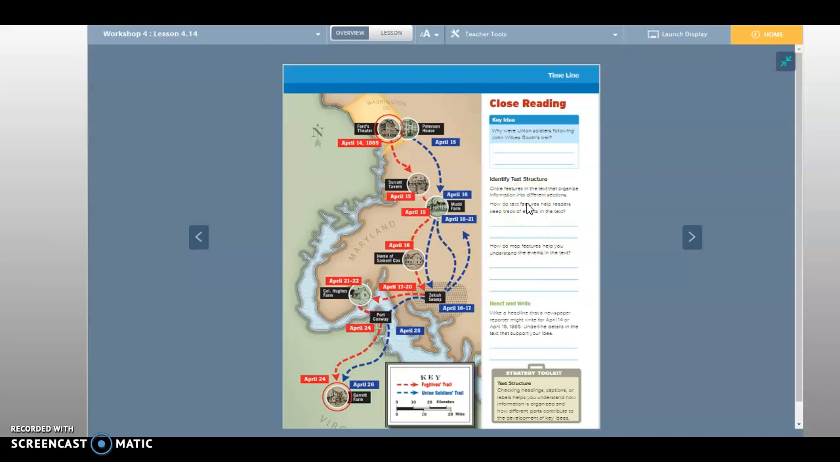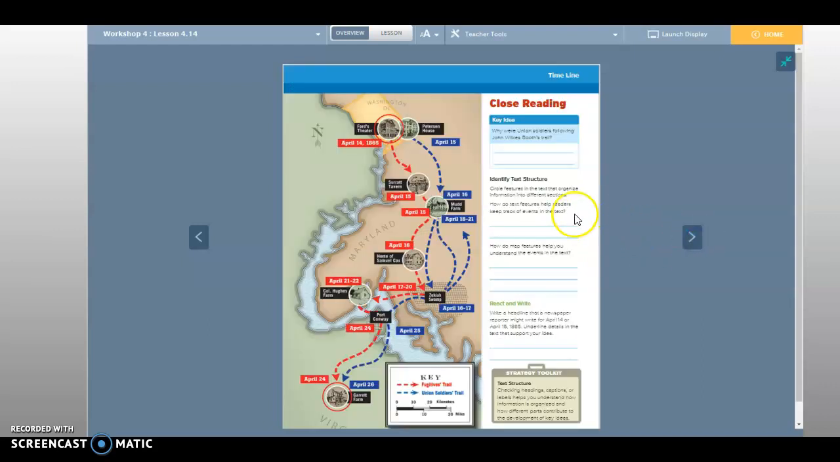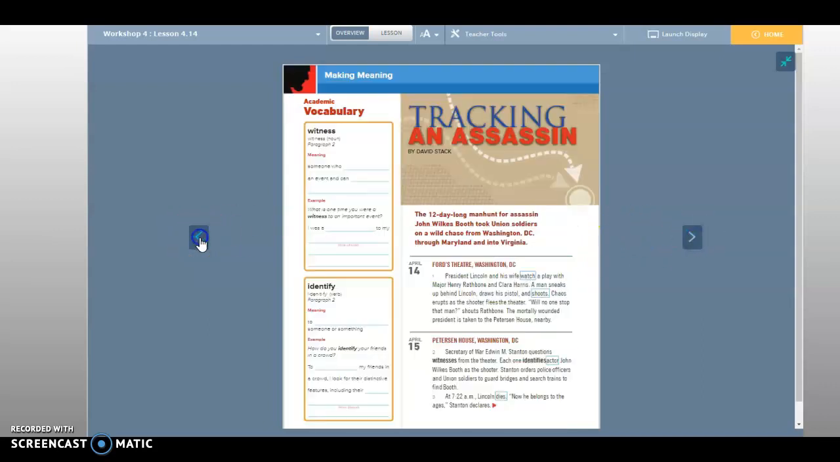Circle features in the text that organize information into different sections. How do text features help readers keep track of events in the text? Okay, so you're gonna circle things that are different. So different features, different main things.